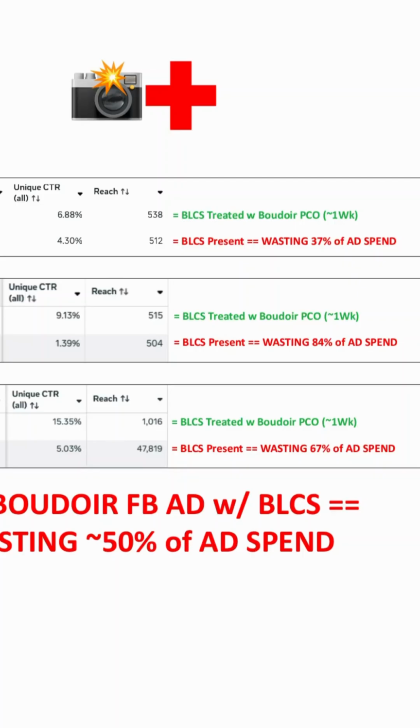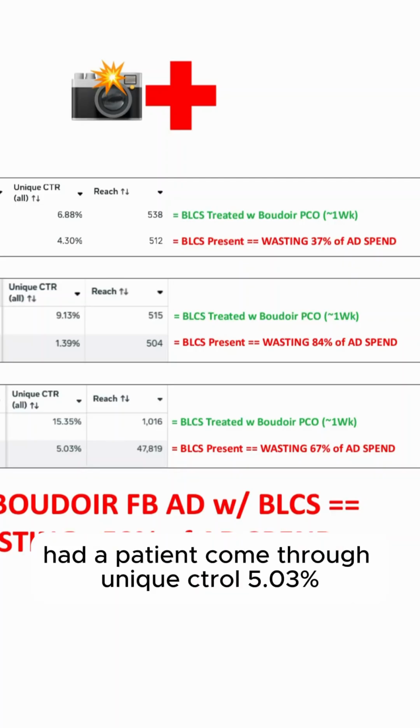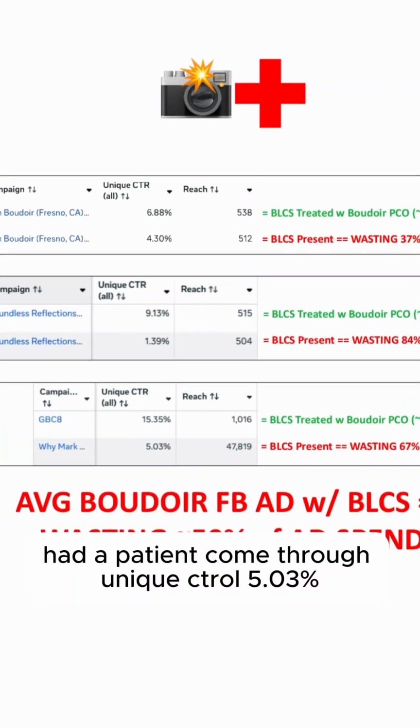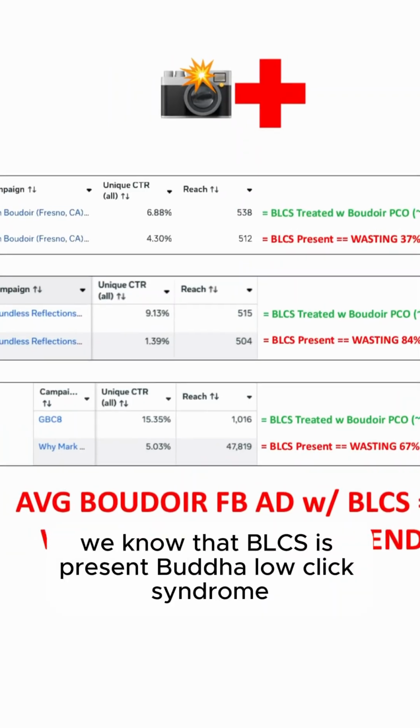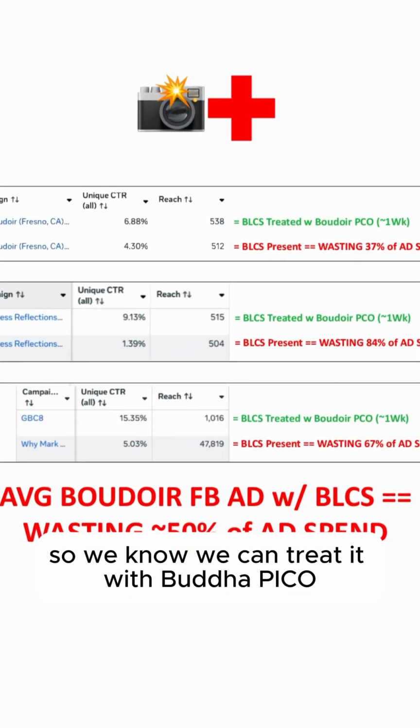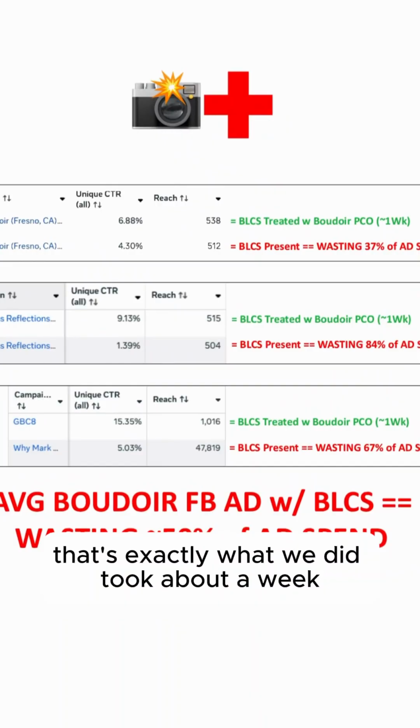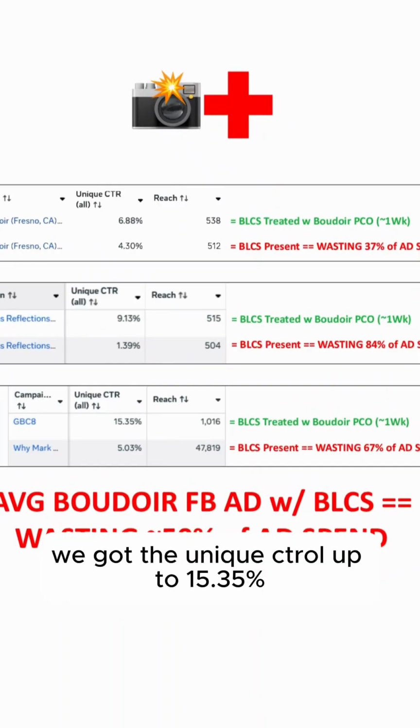Finally, had a patient come through, unique CTR 5.03%. So that's under 6%. We know that BLCS is present, Boudoir low click syndrome. So we can treat it with Boudoir Pico. And that's exactly what we did. Took about a week. We got the unique CTR up to 15.35%.